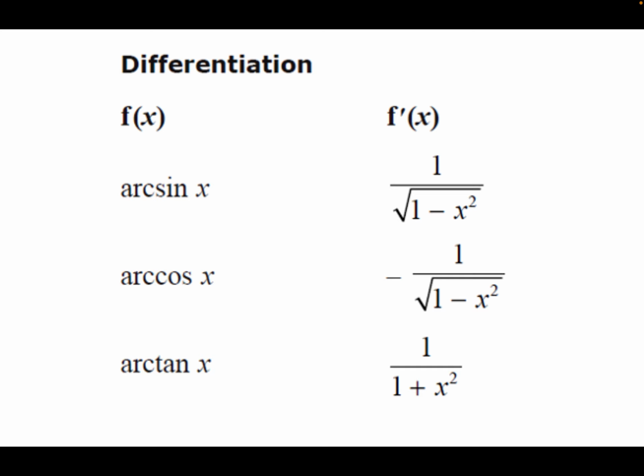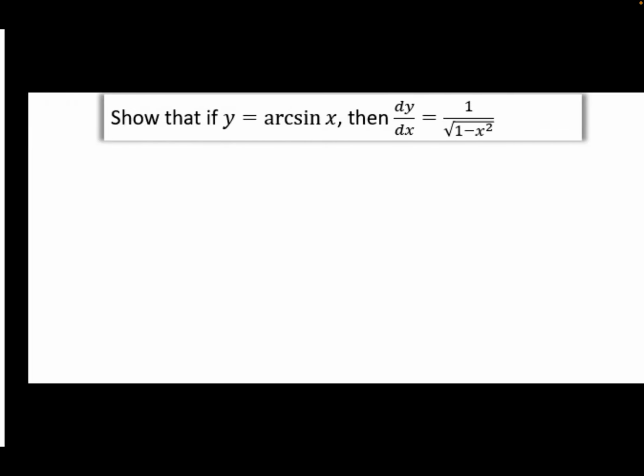So arcsine differentiates to be 1 over the square root of 1 minus x squared. Arccos differentiates to be minus 1 over the square root of 1 minus x squared, and arctan differentiates to be 1 over 1 plus x squared. Just a quick reminder of how to get that. I'm going to demonstrate the first one, arcsine.